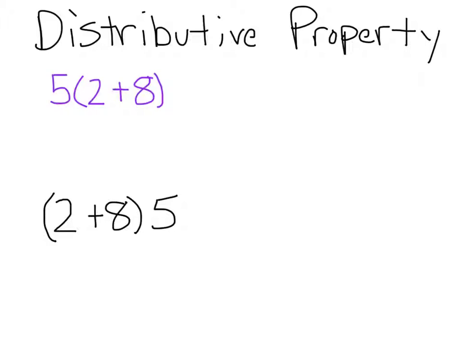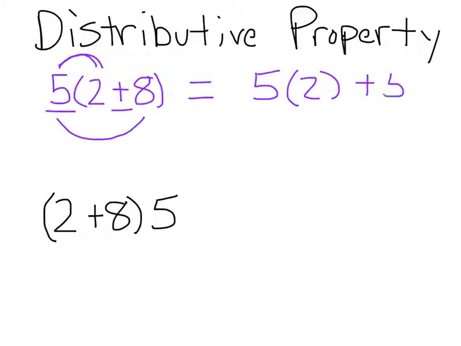Okay, and the distributive property tells us that we can multiply this number out front by both of those numbers inside and then add. So what the distributive property tells us is we can do this equals 5 times 2. I draw this arrow to say I'm multiplying, and this middle sign's a plus, so I'm going to have plus, and then I have 5 times 8.